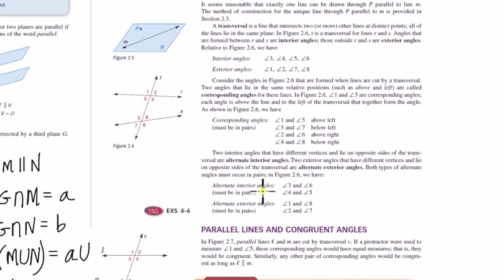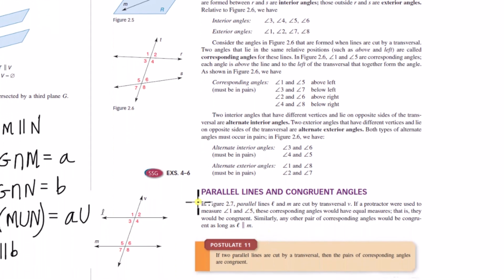Okay, so we left off here. So parallel lines and congruent angles. In figure 2.7, parallel lines, L and M, are cut by transversal V. So in the previous video, we learned about what a transversal was. It was just a line that is cutting across two lines, intersecting those two lines at two distinct points.